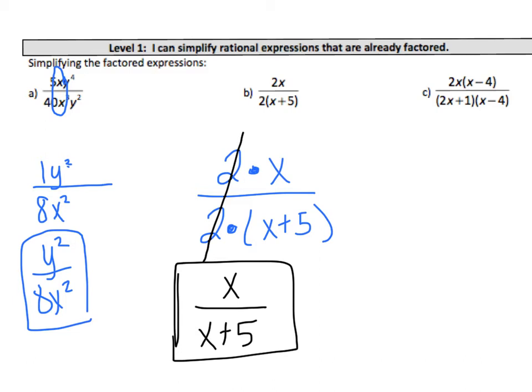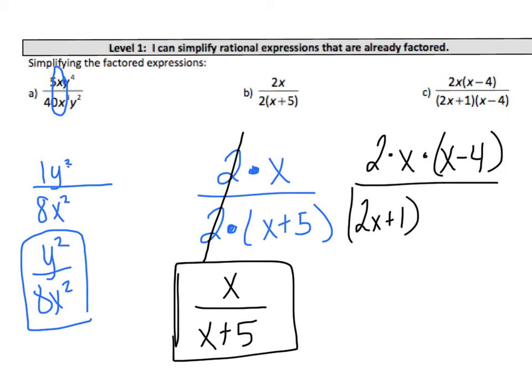And then for C, let's take a look at this. Again, we're only concerned about when it's being multiplied. So I'm going to rewrite this. I'm going to say 2 times x minus 4. And then on the bottom, I've got 2x plus 1 times x minus 4.